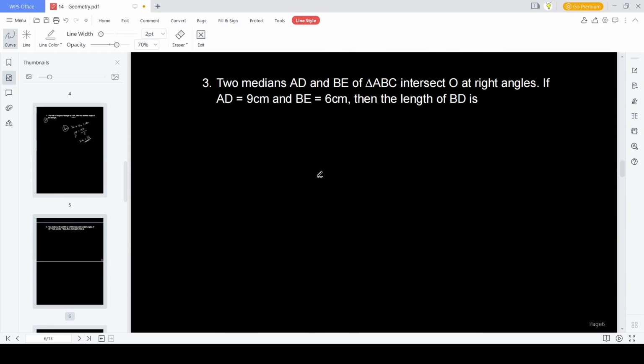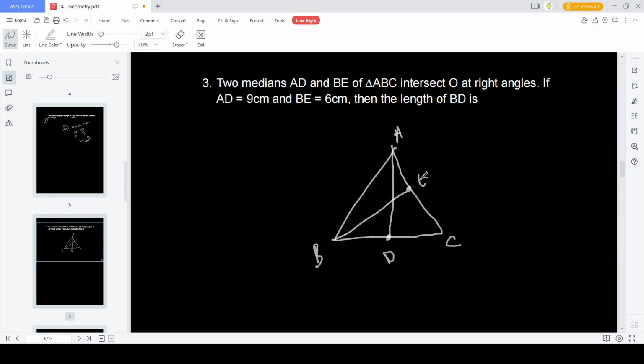Next question. Very easy. Two medians AD and BE of triangle ABC. Always draw diagrams for geometry. AD and BE are medians. They intersect at O at right angles. This is the right angle. AD is given as 9. BE is given as 6.